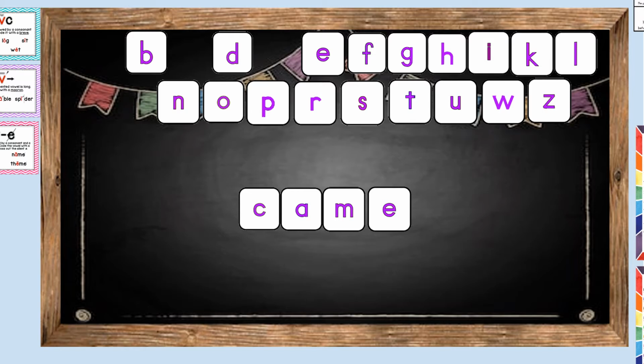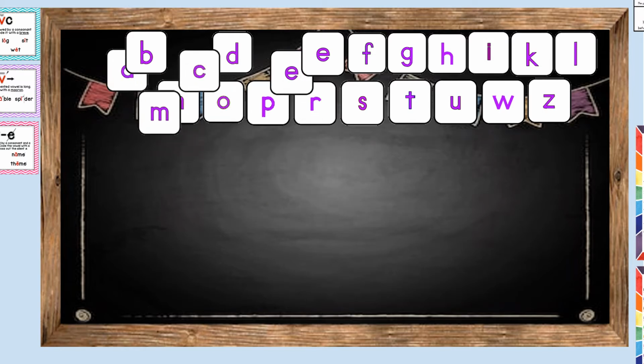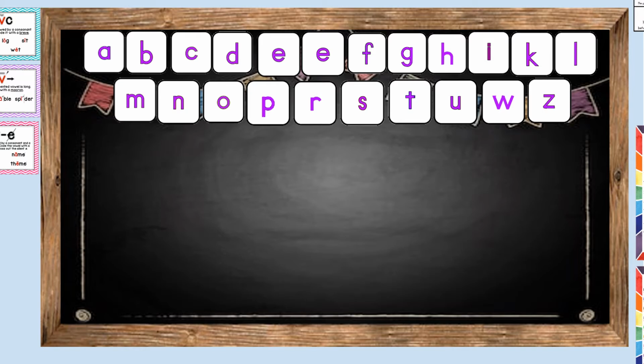Good job, boys and girls. The letter C comes before A, O, U, or any consonant. And we have sneaky E making the letter A make its long sound and say its name. Let's read this word together. Came. I came home for dinner. Let's put our tiles away and let's see what we're going to make next.